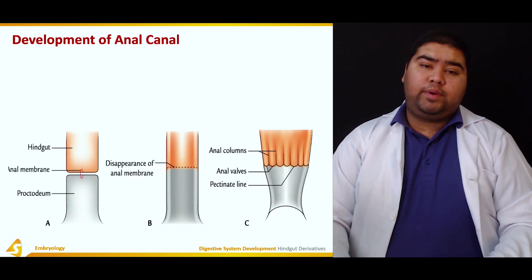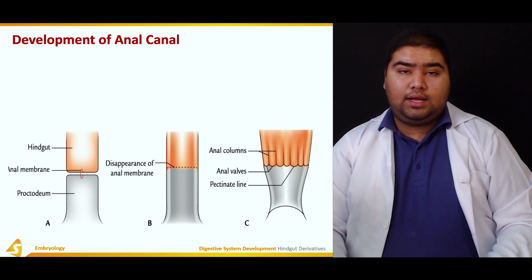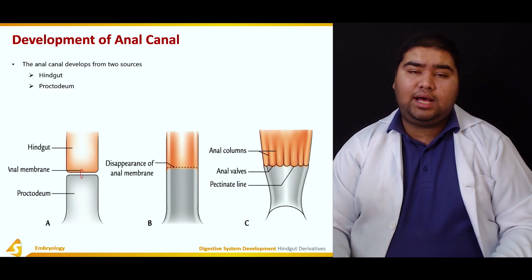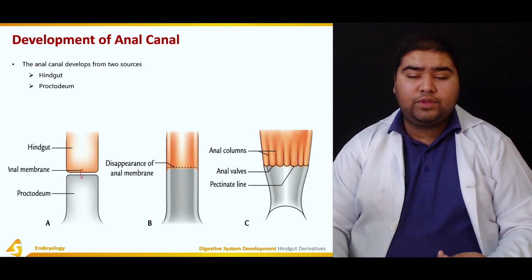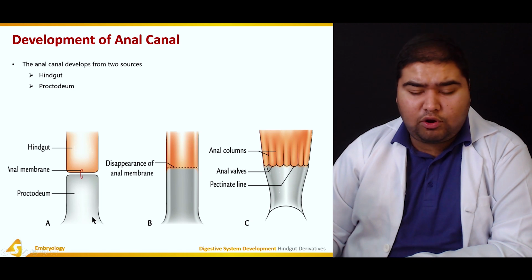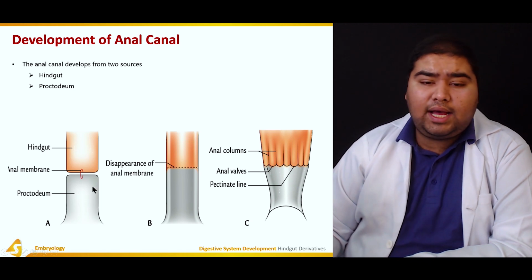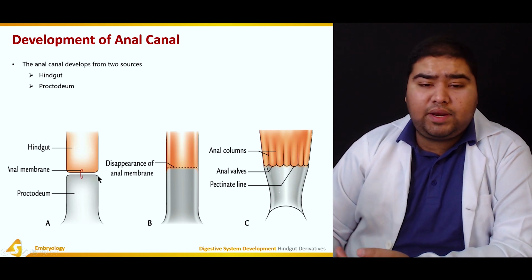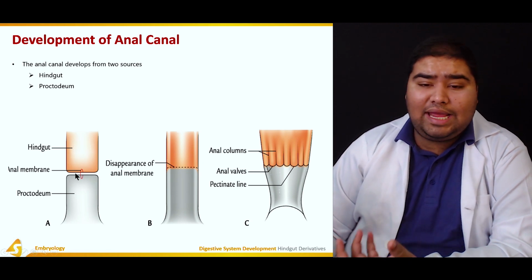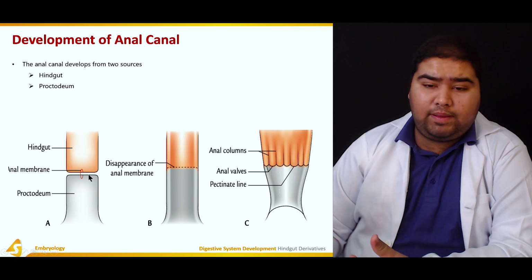So now we'll talk about the development of the anal canal. So anal canal has two developmental sources, the hindgut and the proctodeum. So as you can see in the figure, this is the hindgut, this is the proctodeum. Initially the hindgut and the proctodeum are separated by a membrane. This is known as the anal membrane or the cloacal membrane.